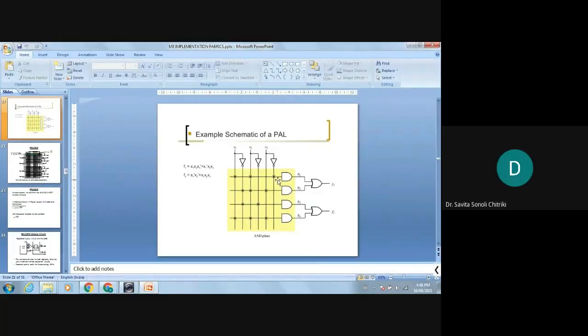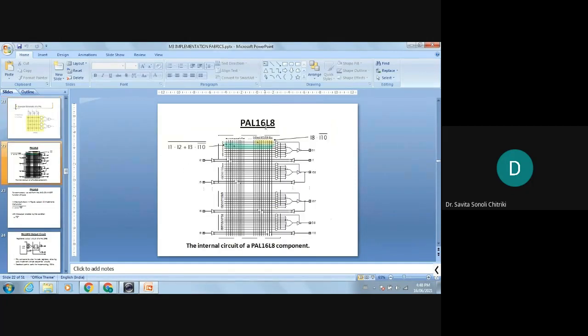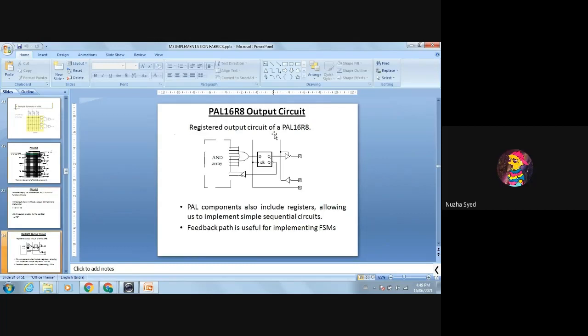So basically the PAL structure was consisting of what? An AND array and an OR array, right? We were discussing in the last class about PALs, and one of the examples was PAL 16L8. That is 16 inputs and 8 outputs, right? So registered output, how would it be? At the output side, you have the register there.